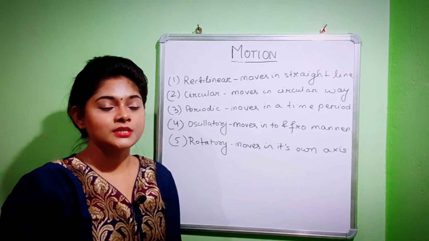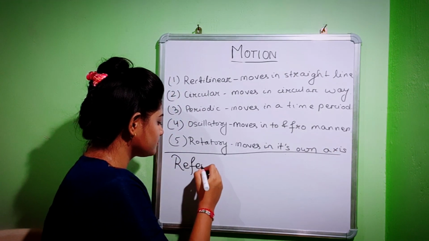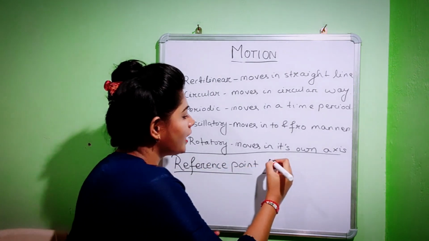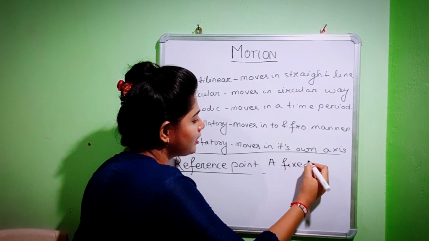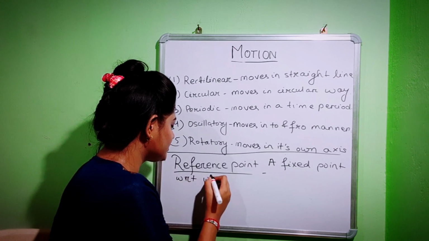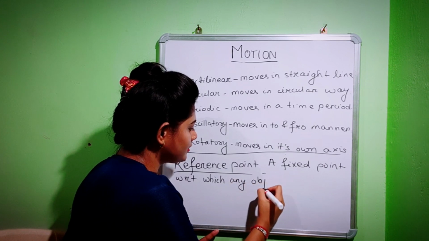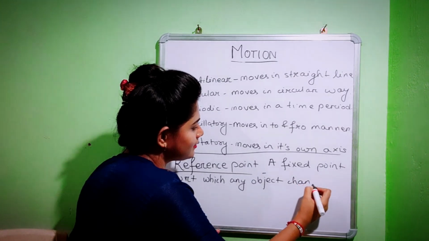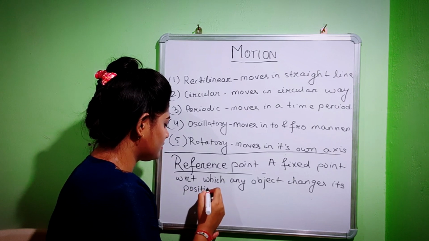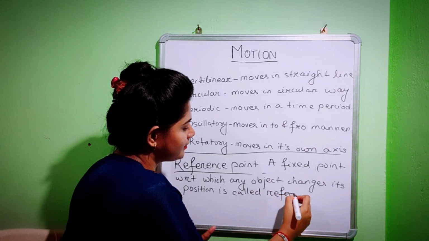So now let's write the definition here. What is reference point? A fixed point with respect to which any object changes its position is called reference point.